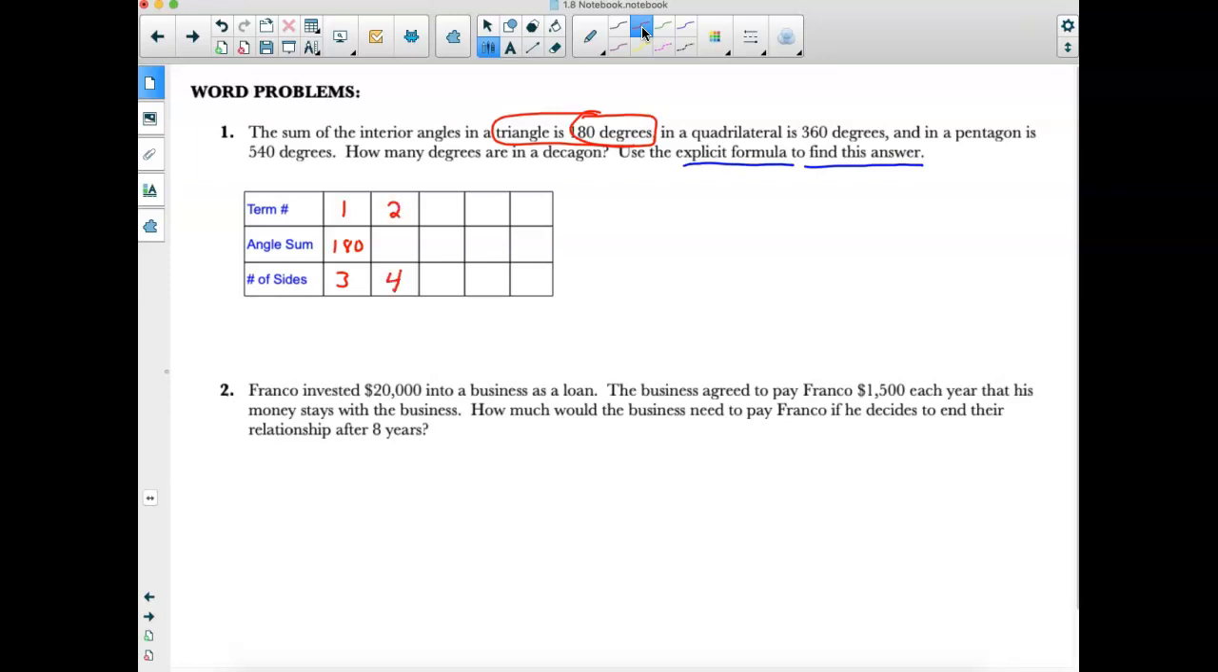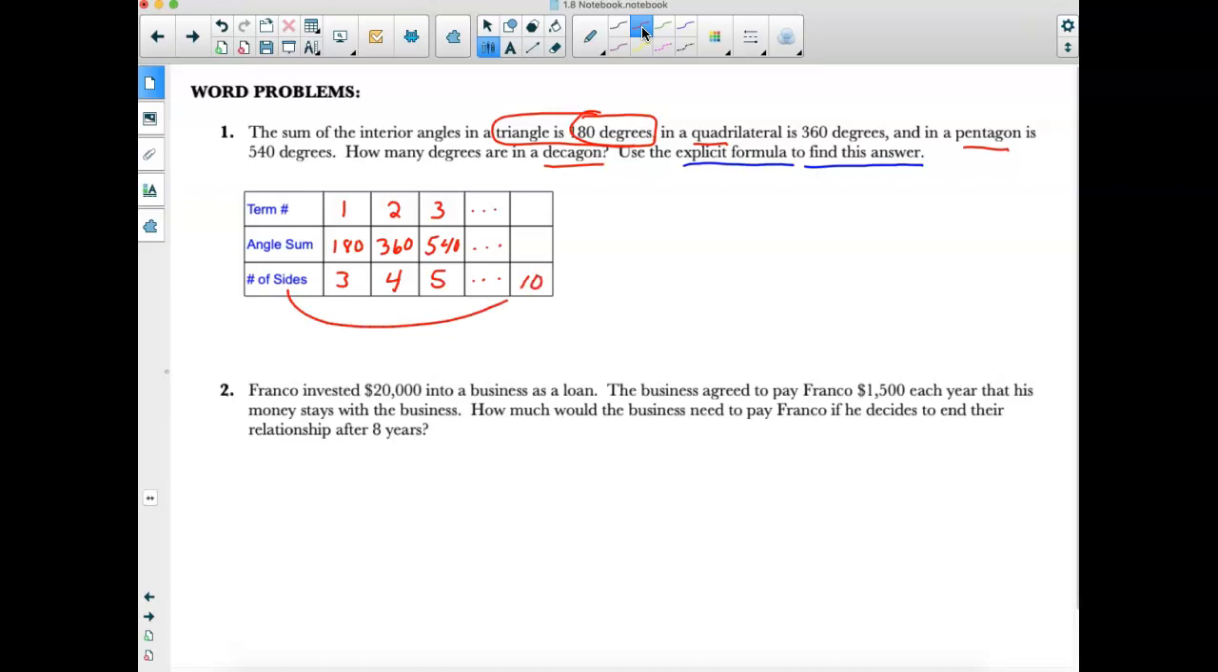So quadrilateral, quad is 4, has 360 degrees, okay? A pentagon has 5 sides. That's going to be my third term, has 540 degrees, okay? We are going to say dot, dot, dot. What do we want? We want a decagon. A decagon has 10 sides.